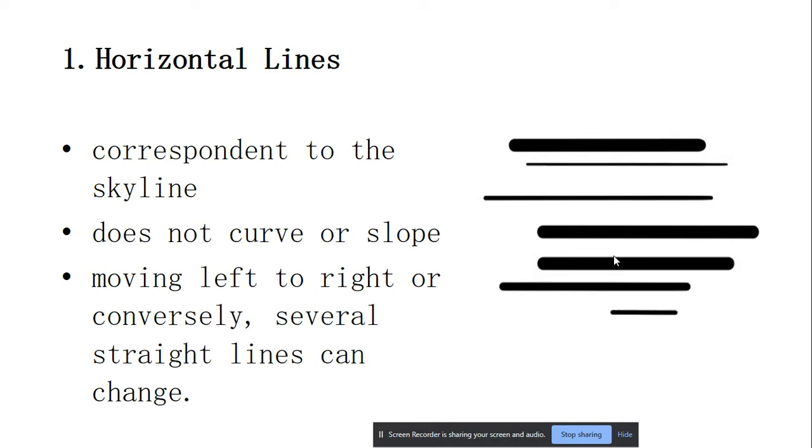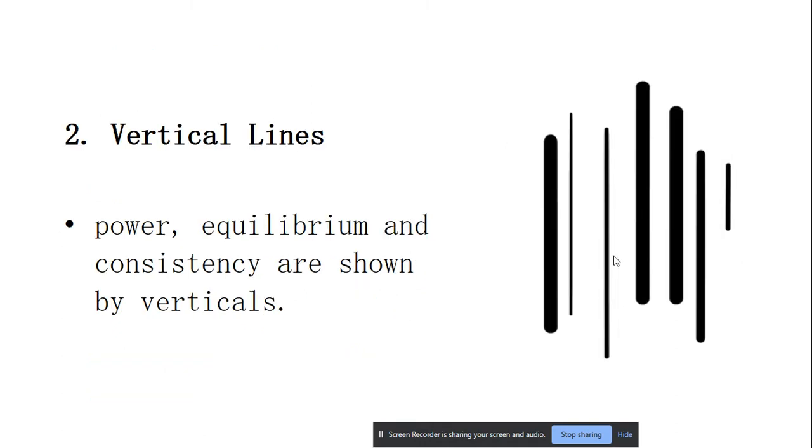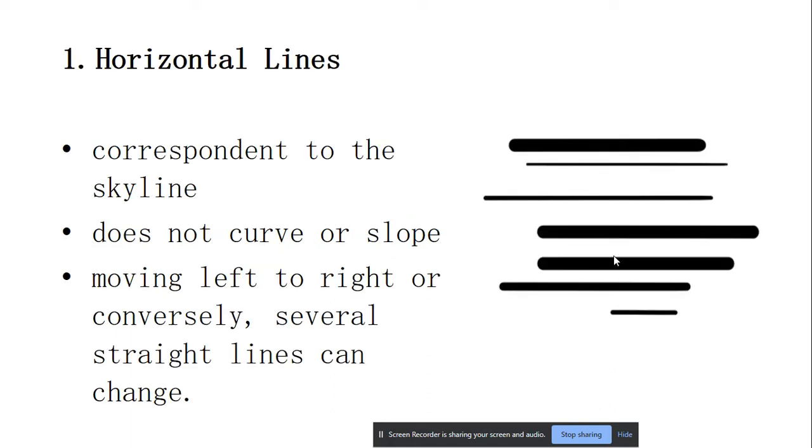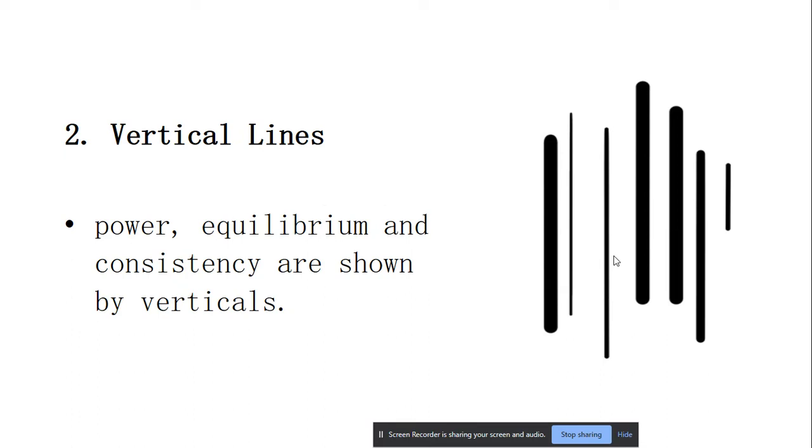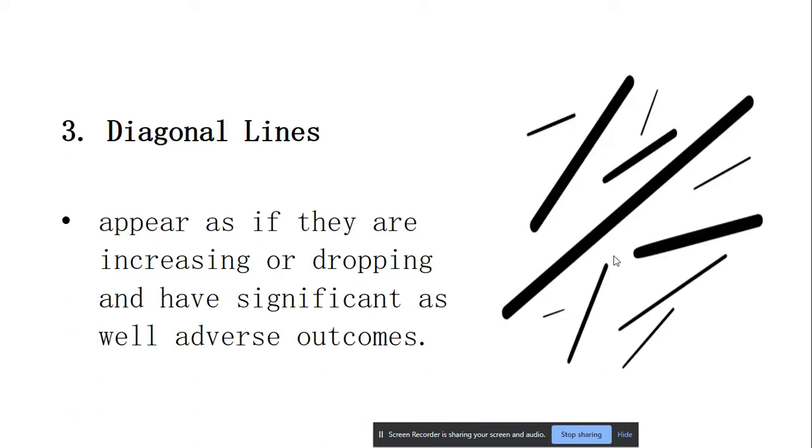It does not curve or slope, moving left to right, or conversely, several straight lines can change. Just like this. And we also have the vertical lines. Power, equilibrium, and consistency are shown by verticals. So this is the horizontal, and this is the vertical. We also have the diagonal lines, which appear as if they are increasing or dropping and have significant as well as adverse outcomes. So this is the diagonal lines.